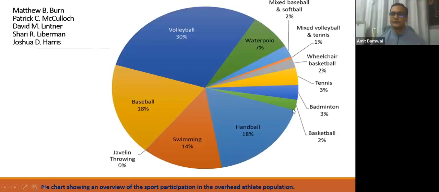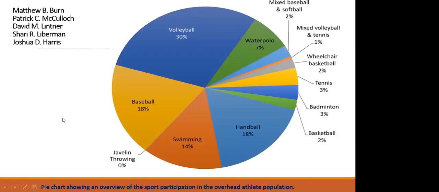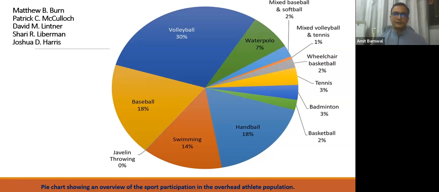Yes, sir. If you look at the prevalence of scapular dyskinesia, this is an article published by Burns. You can see that in all the overhead athletes, the prevalence was higher. Volleyball was 30%, baseball was 18%, followed by swimming, handball. The prevalence of scapular dyskinesia in non-overhead sports was less. So they found that scapular dyskinesia is more prevalent in overhead athletes. Exactly. Yeah.